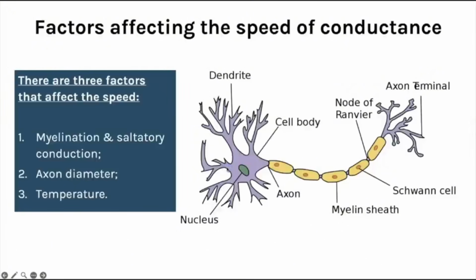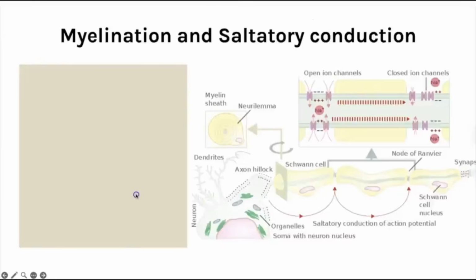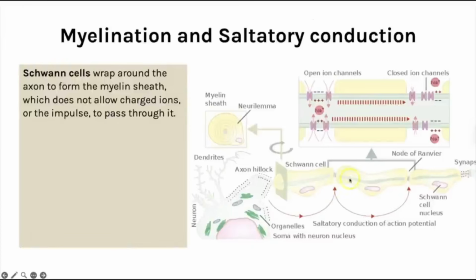The factors affecting the speed of conductance are myelination and saltatory conduction, axon diameter, and temperature. Myelination and saltatory conduction is linked to the importance of these Schwann cells, which create the myelin sheath. So Schwann cells wrap around the axon to form that myelin sheath, which does not allow charged ions or the impulse to pass through it.